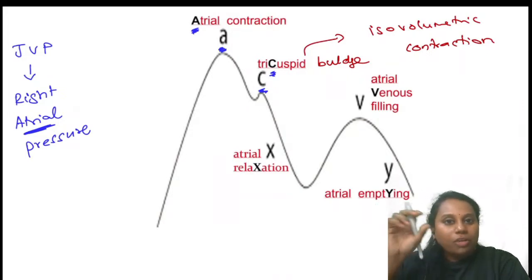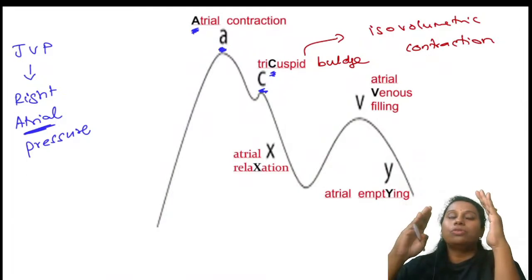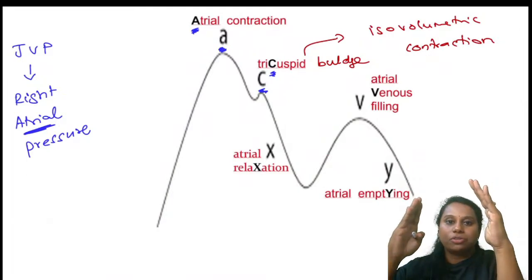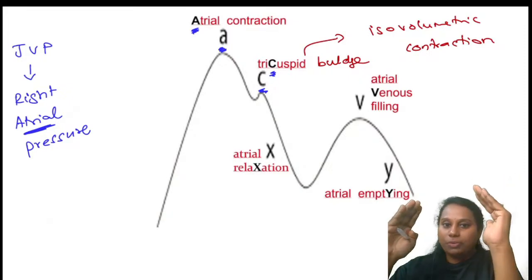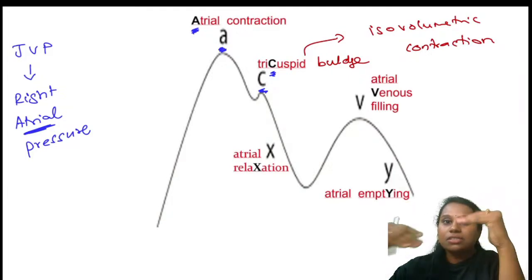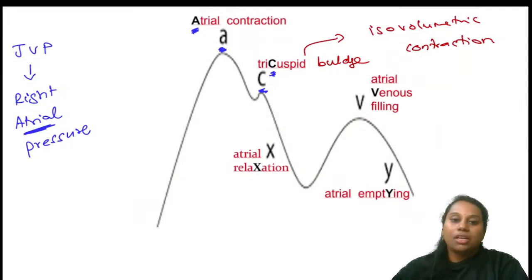What is the isovolumetric contraction phase? Isovolumetric means the volume in the ventricle is not changing. When will the volume in the ventricle not change? When both the tricuspid valve and the pulmonary valve are closed. There is no way for outlet because both the valves are closed. It becomes the isovolumetric phase. During this contraction phase, pressure is rising. Therefore, the tricuspid valve bulges. So the C wave is seen during the tricuspid bulge, or isovolumetric contraction phase.